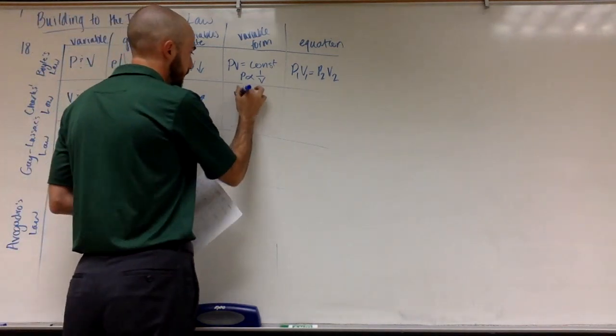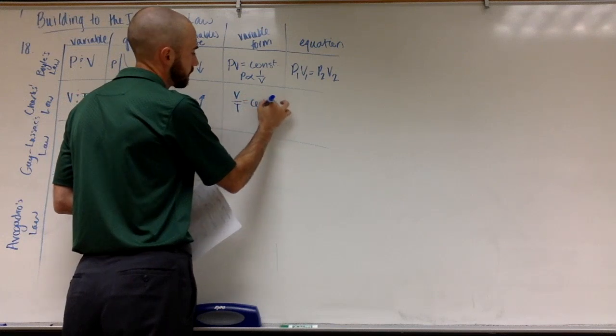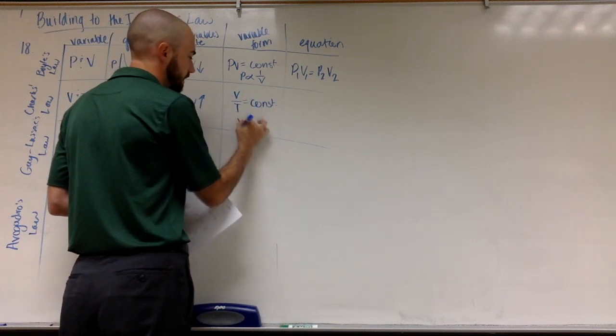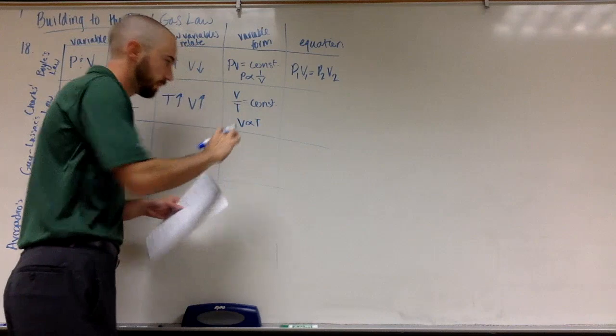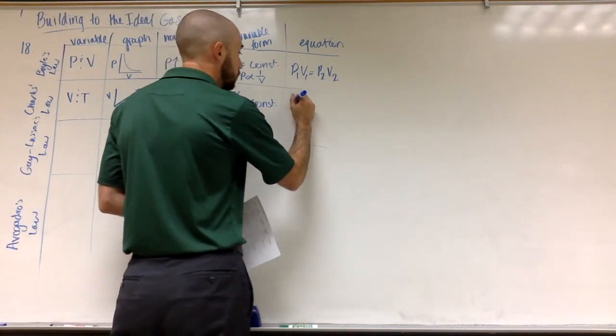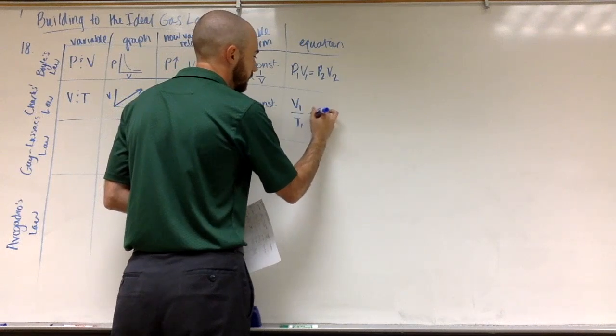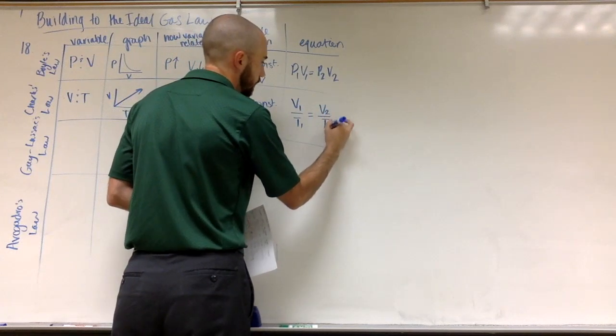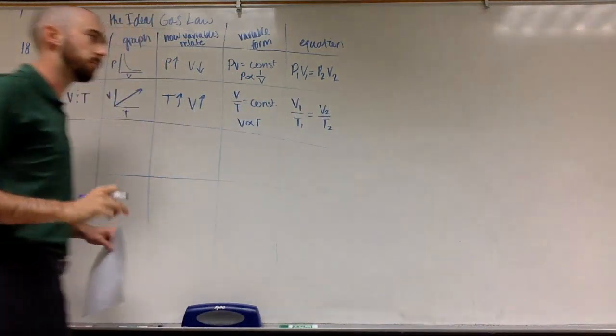So what we find is that volume over temperature is equal to a constant, or what it says is that volume is proportional to temperature. This lowercase alpha represents proportional. So when we write out Charles' equation, we get V1 over T1 equals V2 over T2. Meaning if I double temperature, I need to double my volume as well.